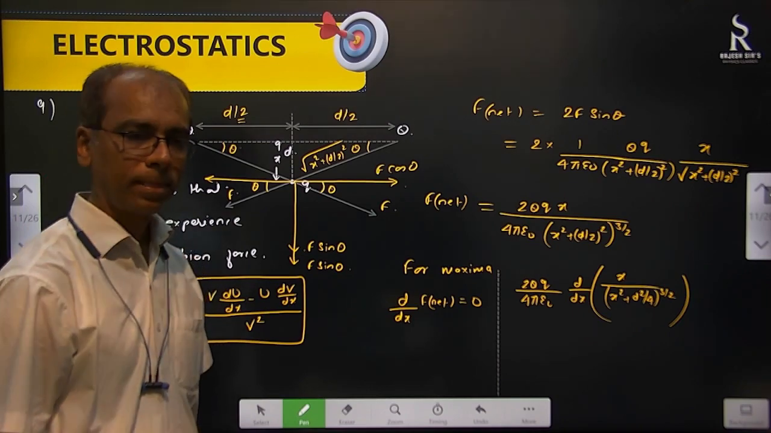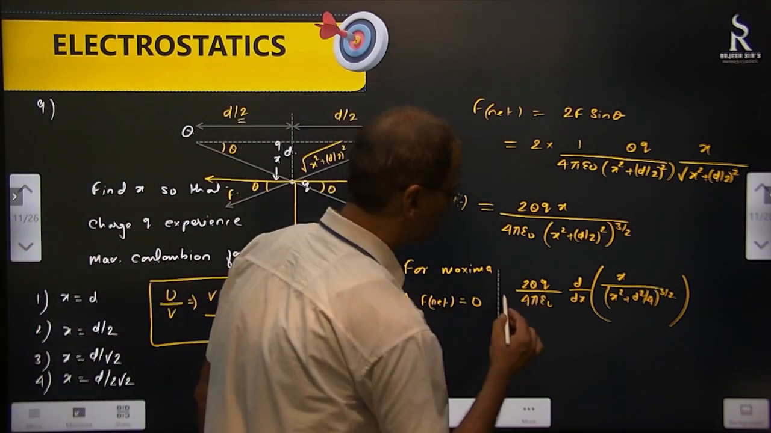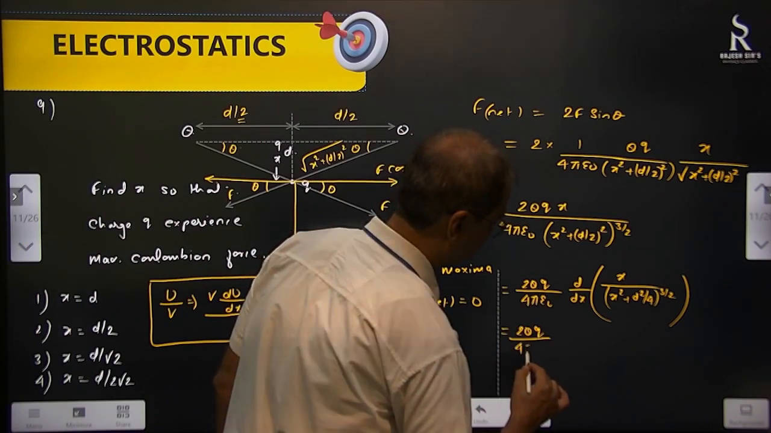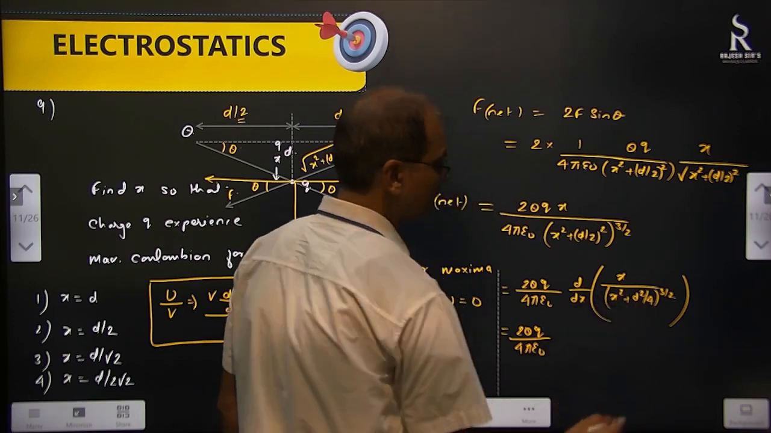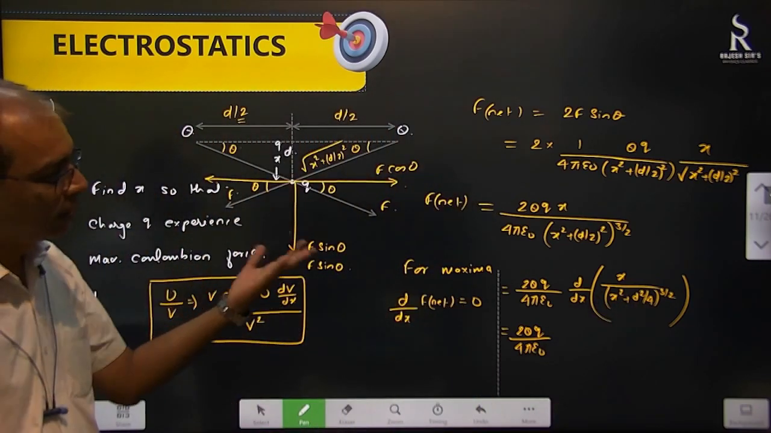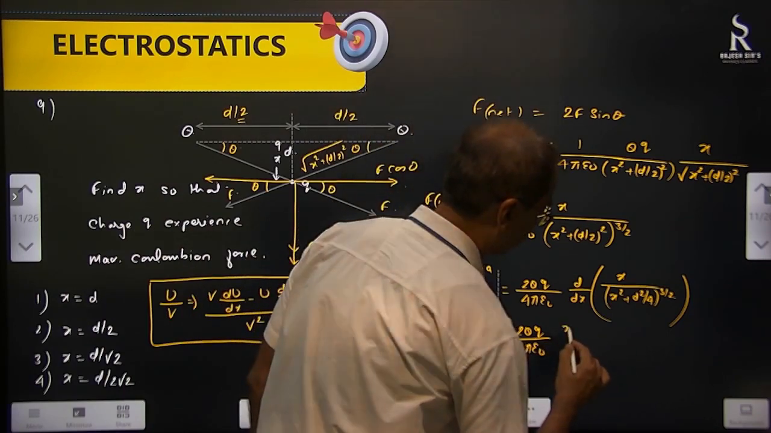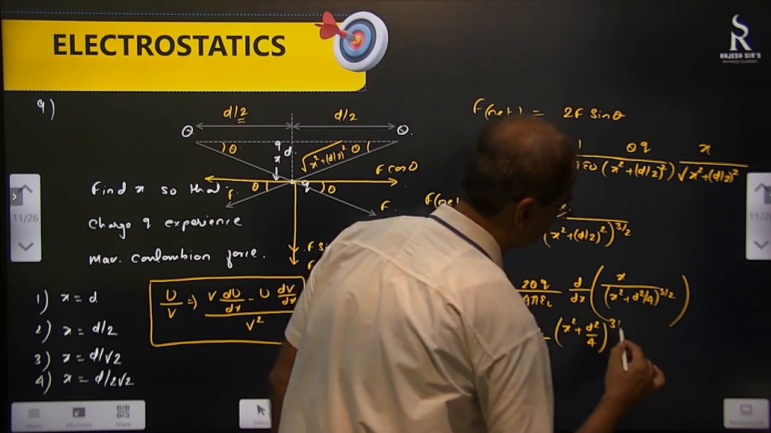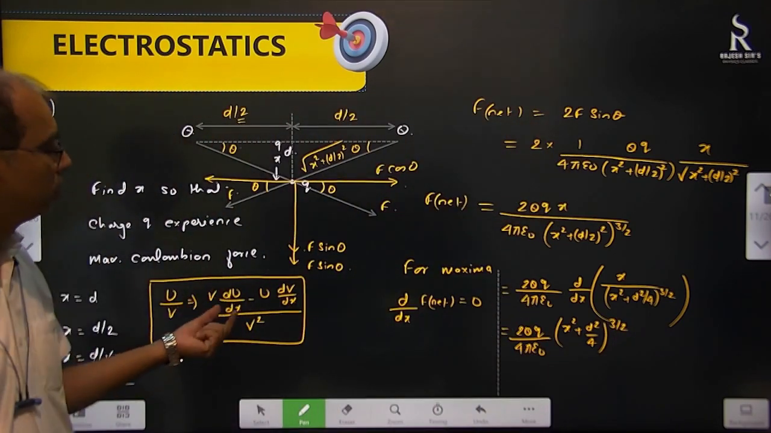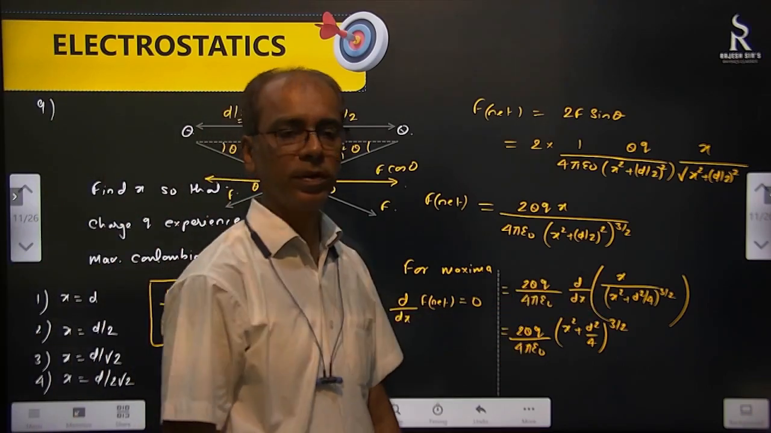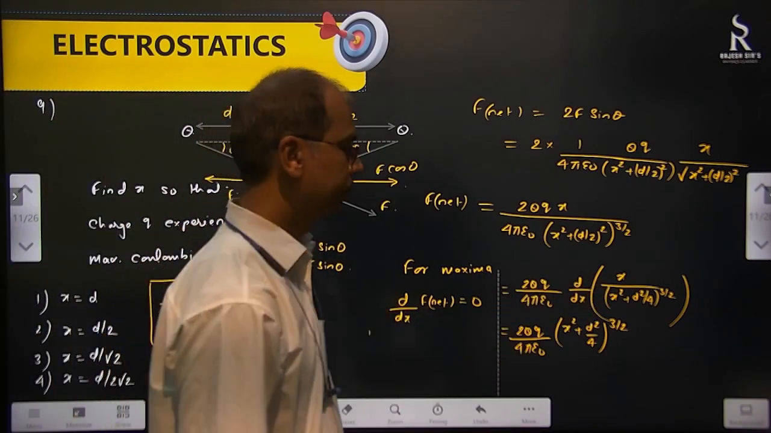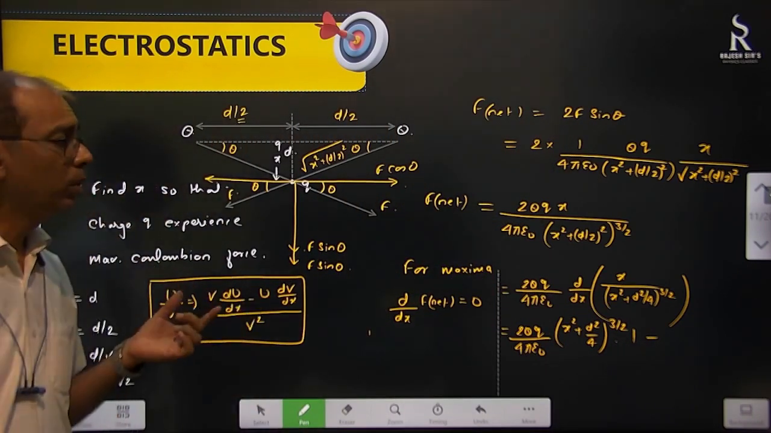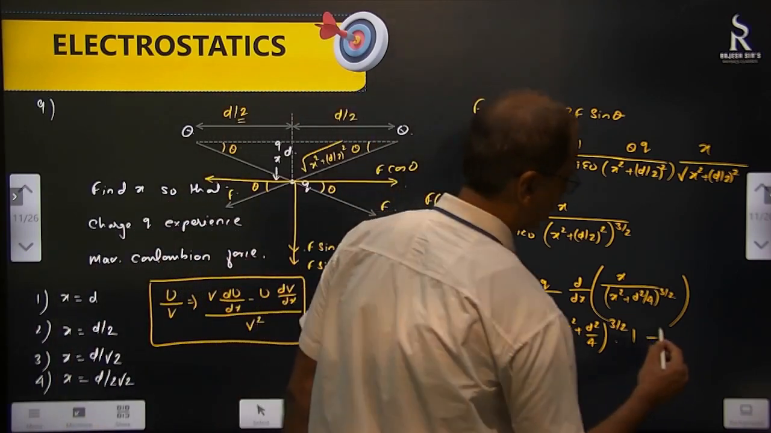Correct? Let's start. Okay. 2 q by 4 pi epsilon naught will be as it is. What is v? This is v. So what do we have to do? v as it is we will keep. So x square plus d square by 4 to the power 3 by 2. Then differentiation of u with respect to x. What is u? x. Differentiation of x with respect to x means 1. So 1. Then what? Minus. Then u as it is. What is u? x. So it is as it is.